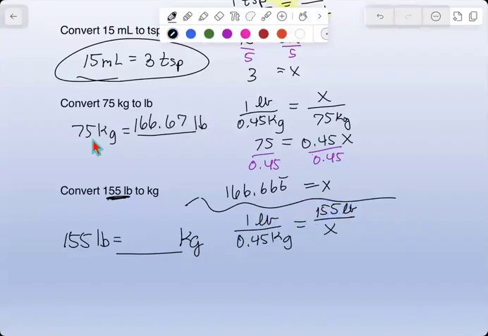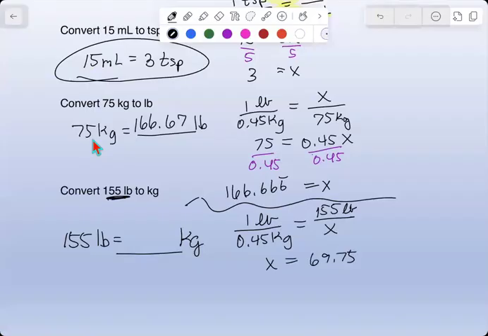So that's why a proportion is really very helpful, because if you set it up right, it's going to tell you, do I multiply by 0.45 or do I divide? So it's just a helpful tool. If you cross multiply, 1 times X is just X. 155 times 0.45 is 69.75.